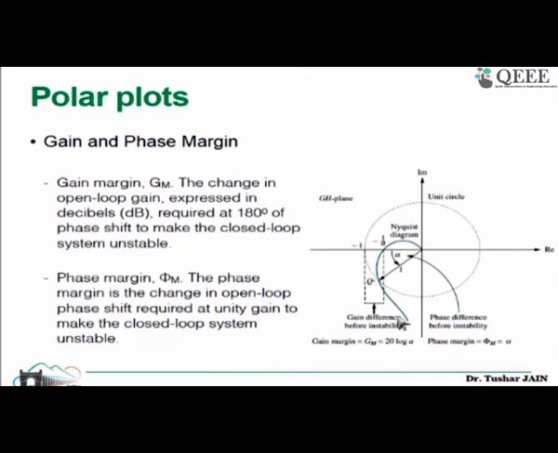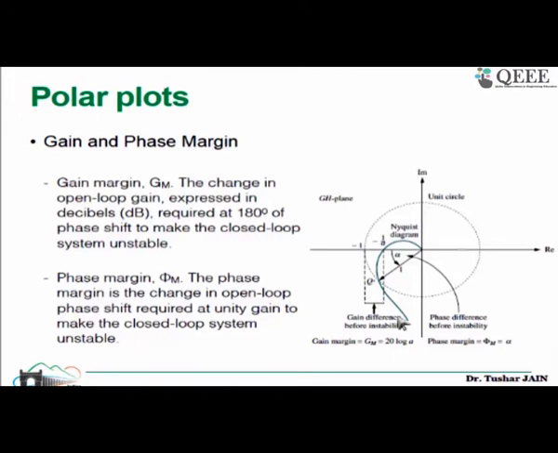There are also the gain margins and the phase margin you can compute using the Nyquist plot, and this again gives you the flexibility or the range of the variable before you enter into the unstable region.